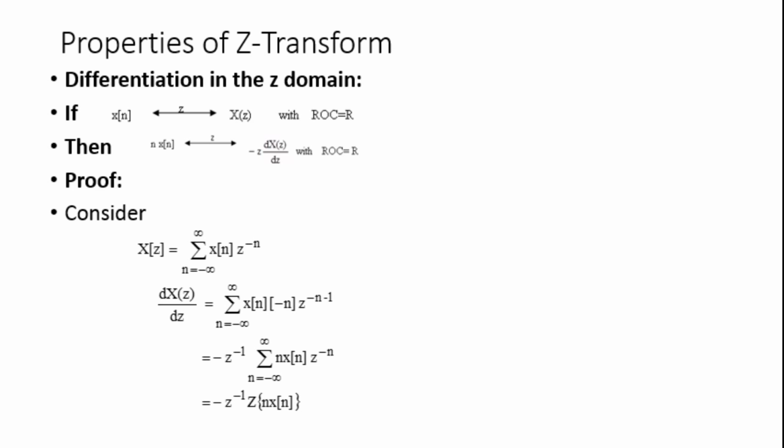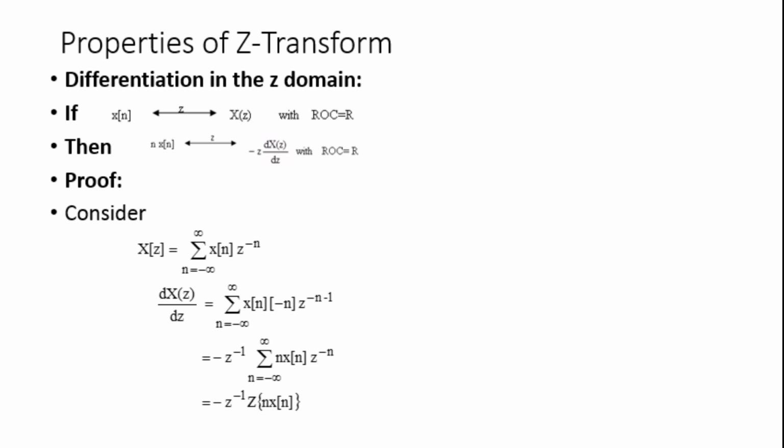Next, we are going to discuss differentiation in the z domain. The statement is: the z transform of x(n) is X(z) with ROC equal to R, and the z transform of n times x(n) is -z dX(z)/dz with ROC equal to R.